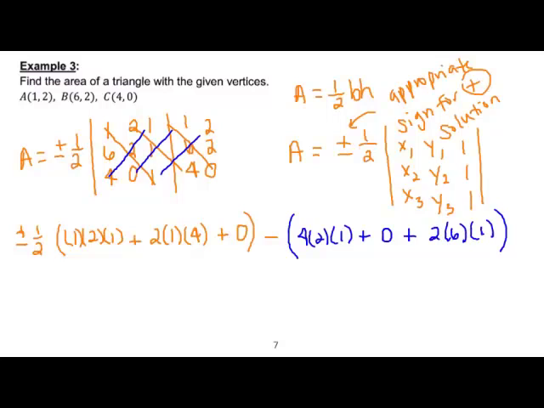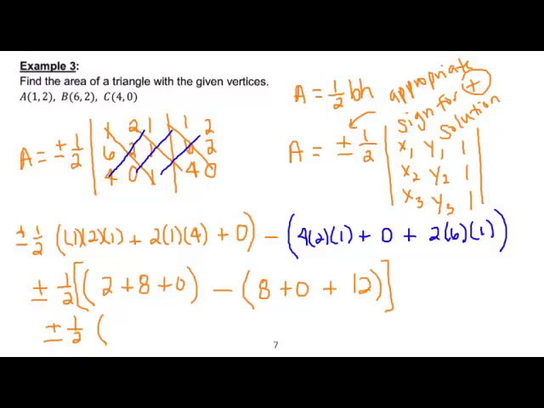Now we just need to simplify. Again, plus or minus 1/2. We have a 2 plus 8 plus 0 minus 8 plus 0 plus 12. So plus or minus 1/2. 2 plus 8 plus 0 is 10. Minus 8 plus 12 is 20. That's going to give us a negative 10.